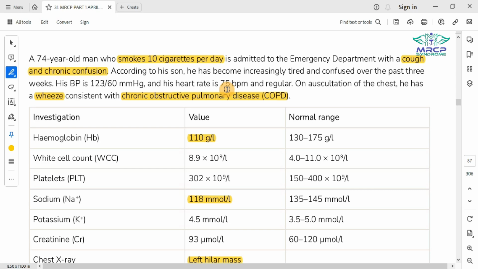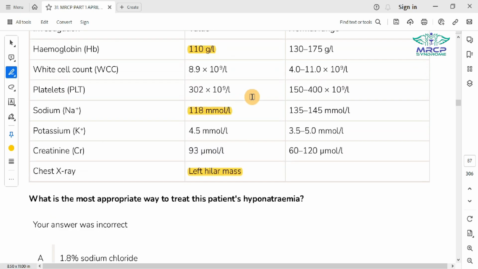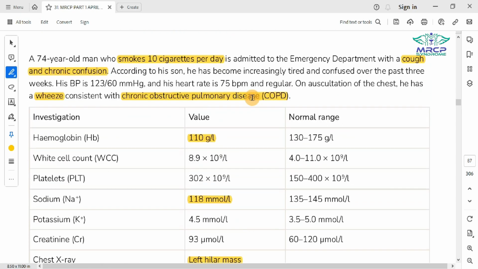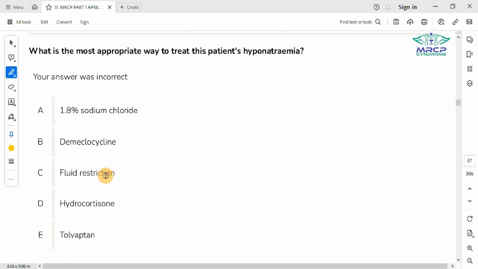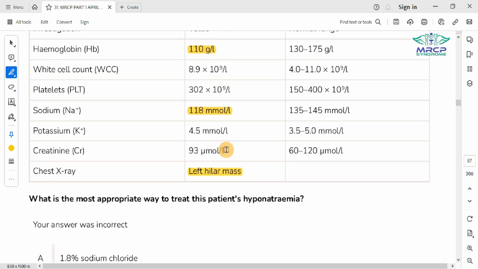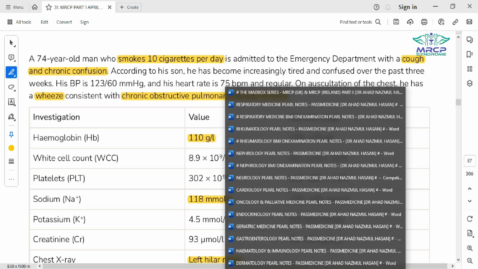Previously, a few days ago, some of the doctors were discussing this question, and they were diagnosing it as a typical case of hyponatremia, but actually this is a case of paraneoplastic small cell lung cancer leading to hyponatremia as a result of the SIADH. So that's why the most appropriate first line choice of treatment should be fluid restriction.